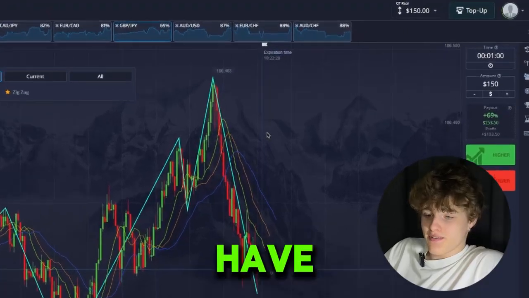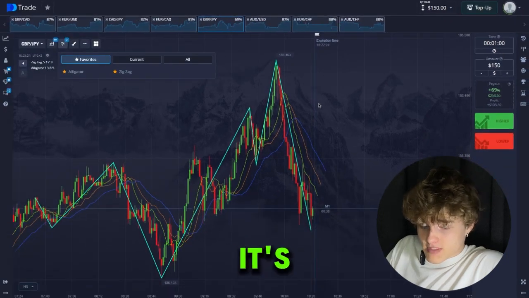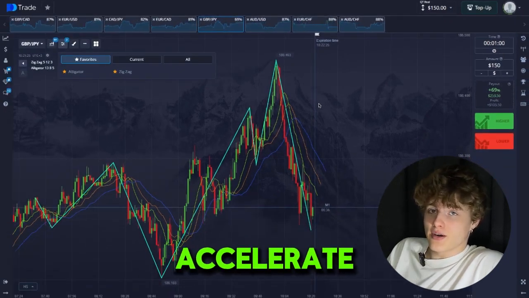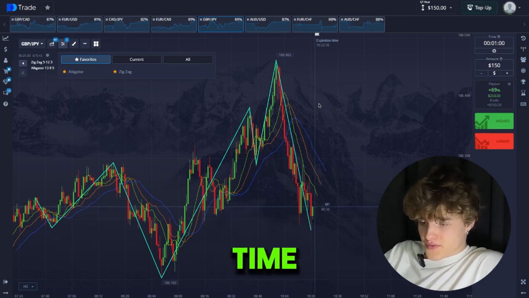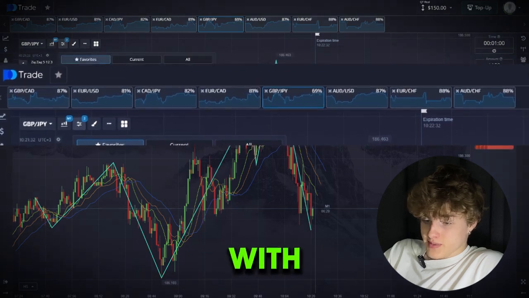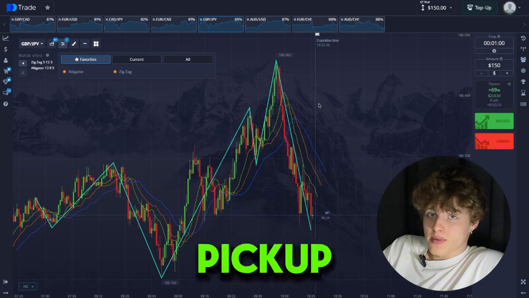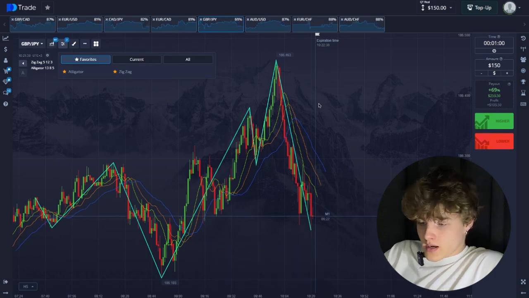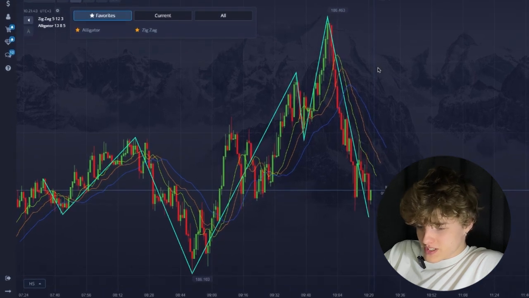Hello guys, so we are on the broker again. Today I have a balance of $150 and it's from this amount we will accelerate our deposit today. Deals will open as usual on the 1 minute time frame, and our currency pairs with the most optimal movement on the charts and interest on payments I have already picked up as usual. Overall, I have a very interesting and very simple trend strategy.